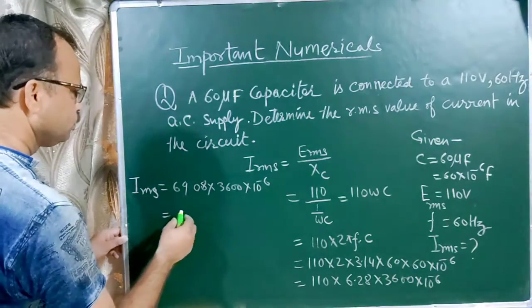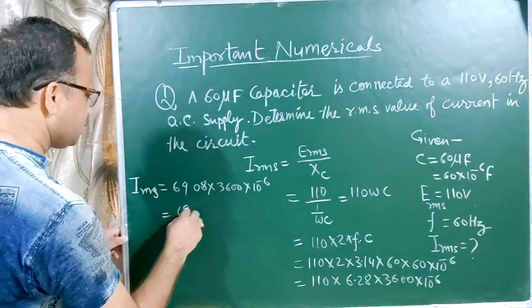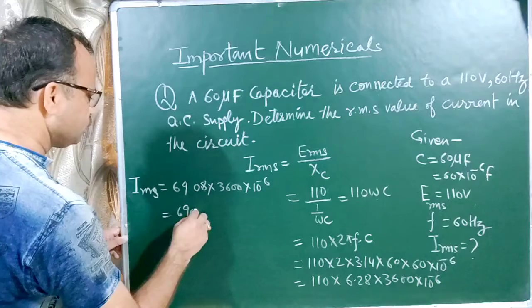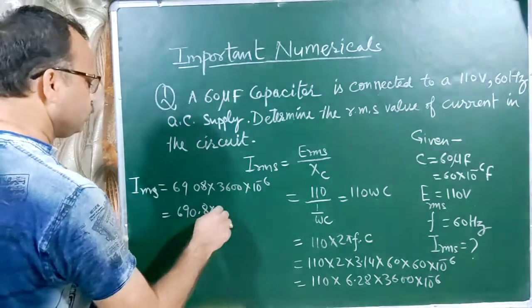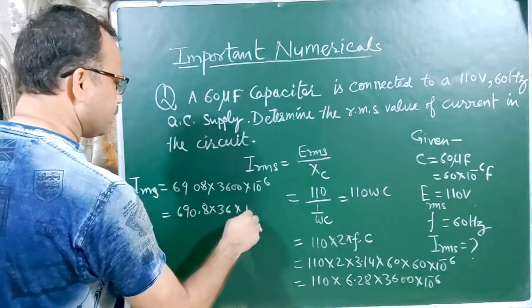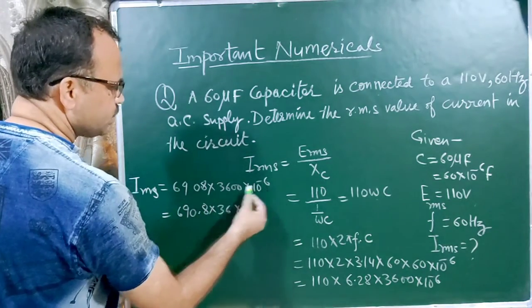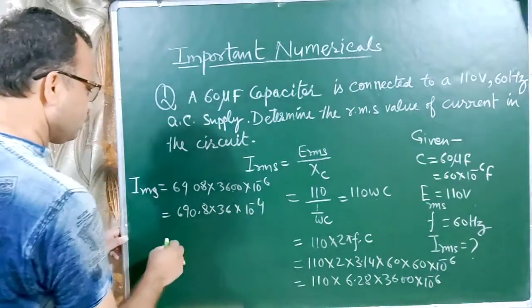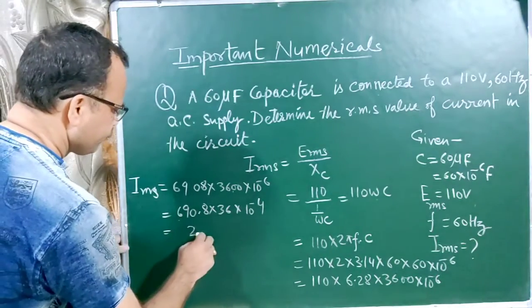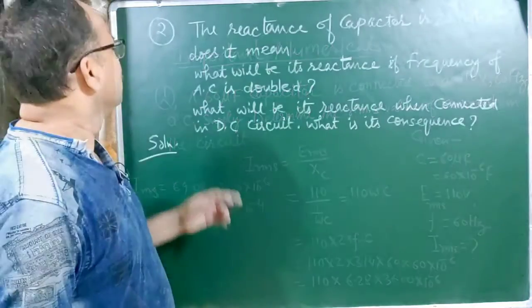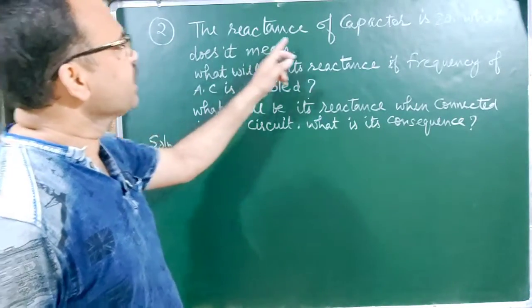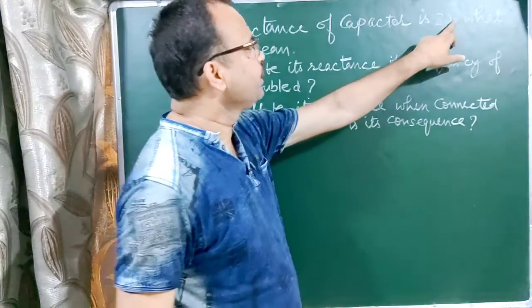Simplifying, we get IRMS equal to 0.49 ampere. Now the second problem: the reactance of the capacitor is 20 ohm.